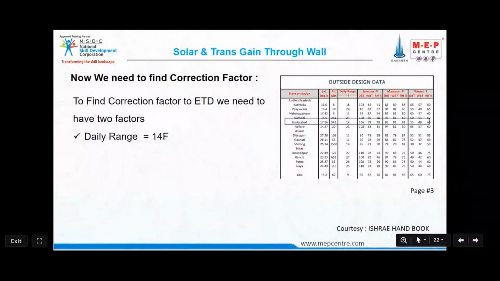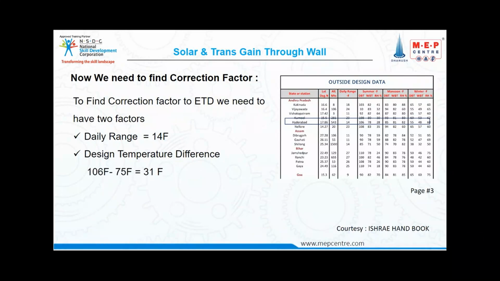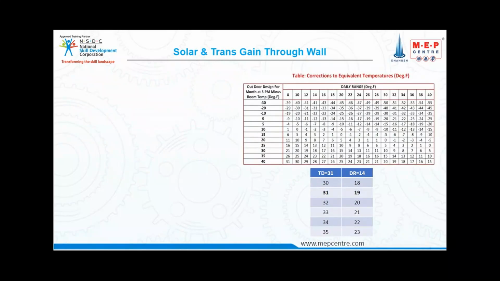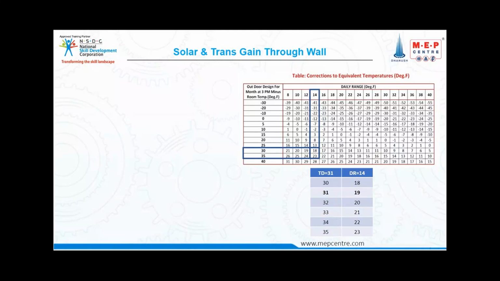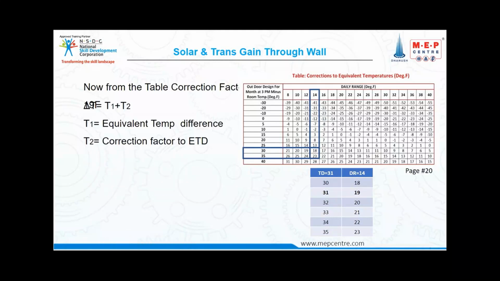Okay, now the next one we need is the design temperature difference. Design temperature difference means outside dry bulb temperature minus inside dry bulb temperature. So 106 outside dry bulb and 75 inside dry bulb gives 31 degree Fahrenheit. From page number 20, we need to find the outside design temperature. It is 31, but we have 30 and 35.